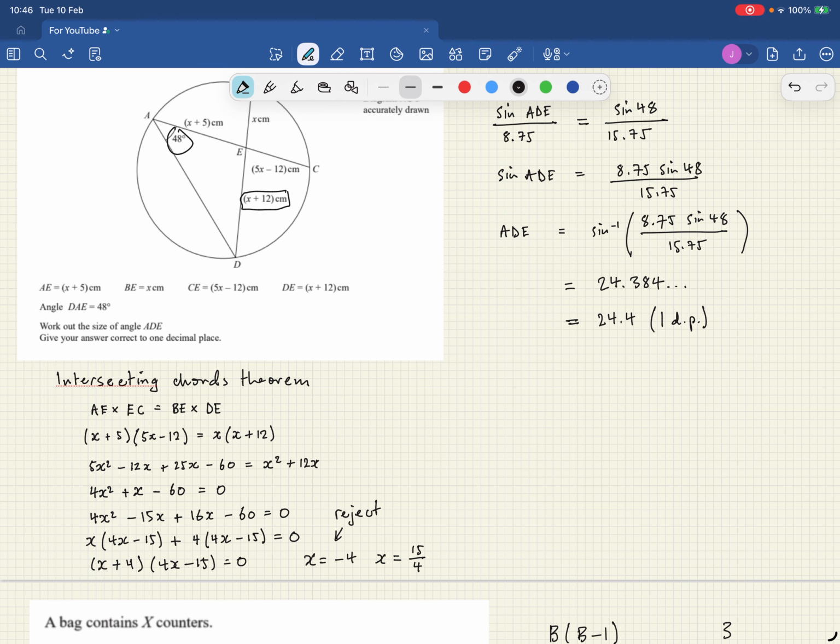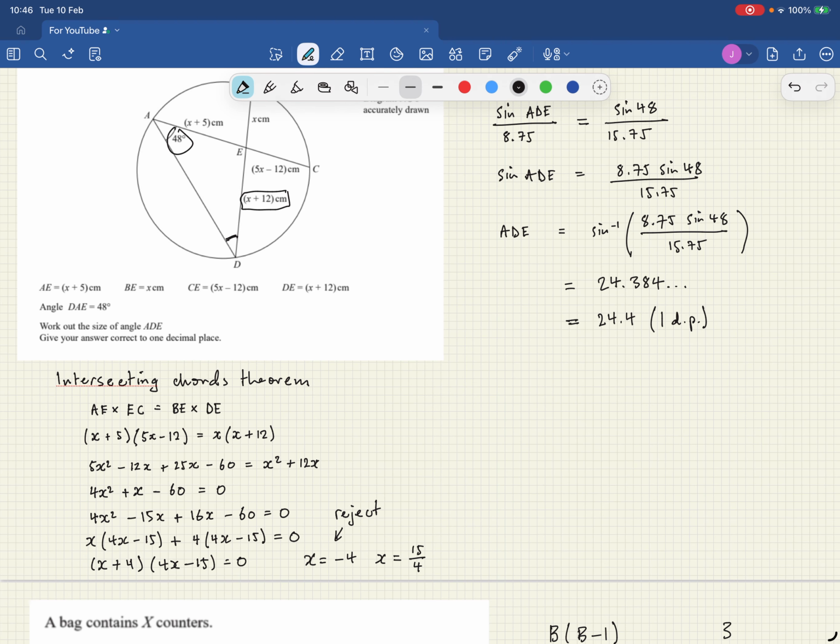Quite a nice question because it brings together lots of different stuff. There is, of course, the ambiguous case with the sine rule, but that can only happen if you think that this angle might be obtuse. And manifestly it isn't. I think you can assume in this question that it isn't. It would have to be unbelievably inaccurately drawn. So we just assume that it isn't obtuse.